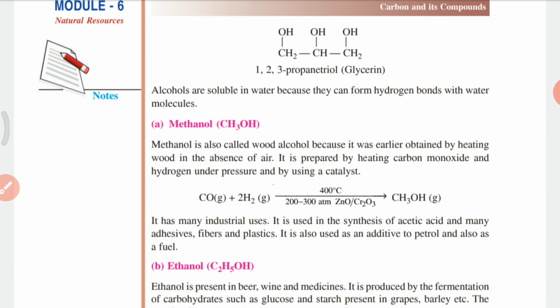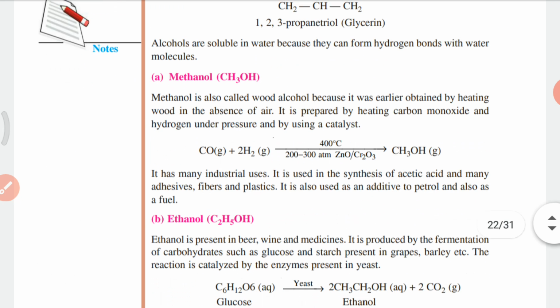Methanol, CH3OH. Methanol is also called wood alcohol because it was earlier obtained by heating wood in the absence of air. It is prepared by heating carbon monoxide and hydrogen under pressure and by using a catalyst. It has many industrial uses. It is used in the synthesis of acetic acid and many adhesives, fibers and plastics. It is also used as an additive to petrol and also as a fuel.